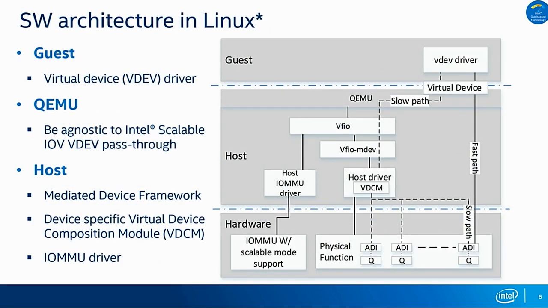Let's take a look at the diagram to see what the software architecture in Linux is. As I mentioned just now, Intel Scalable IOV technology leverages the current mediated device framework, but we also need an enhancement: an IOMMU-aware mediated device. On the device side, we need a device-specific device composition module, which we call VDCM. And the IOMMU driver also needs to be enhanced to support the scalable mode.